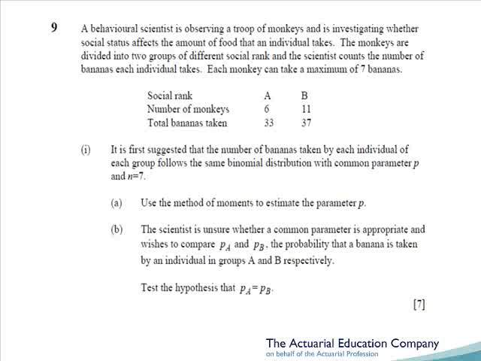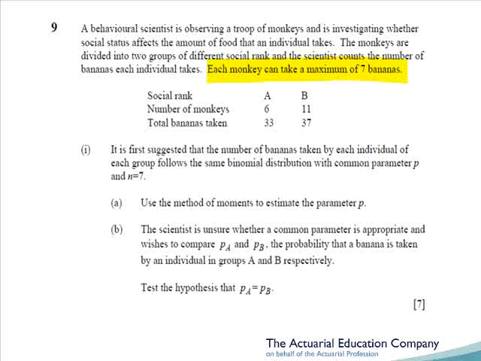Question 9 involves observing monkeys and banana eating, and frankly can be a little bit confusing. The key is to note that each monkey can take a maximum of 7 bananas. So in our first group, where we have 6 monkeys, that means they could take a maximum of 42 bananas. In our second group of 11 monkeys, they could take a maximum of 66 bananas.